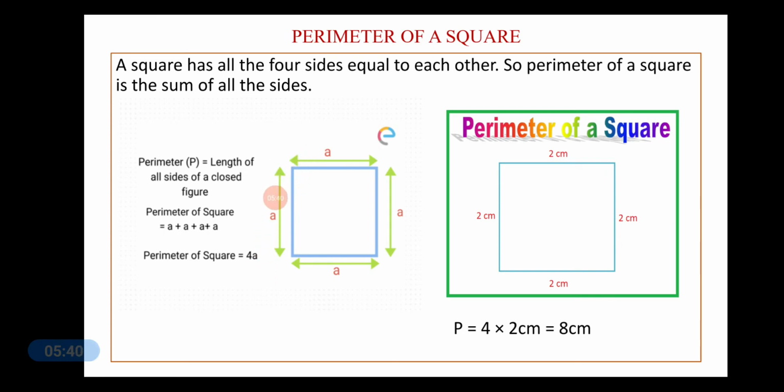That is, the perimeter of the square will be equal to A plus A plus A plus A. That is, perimeter of a square is equal to 4A.